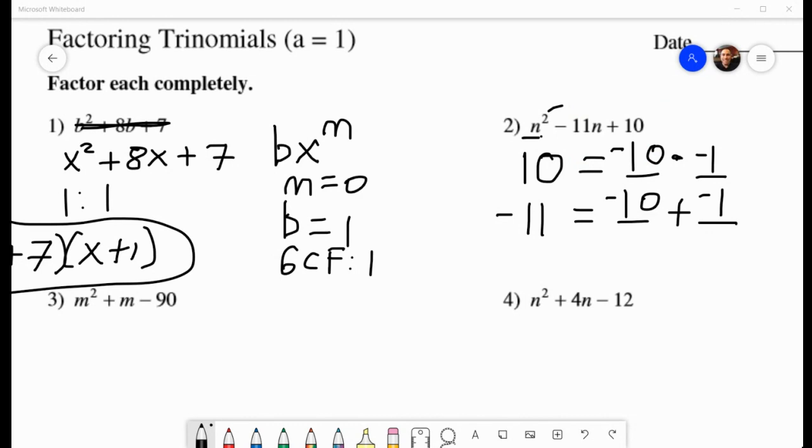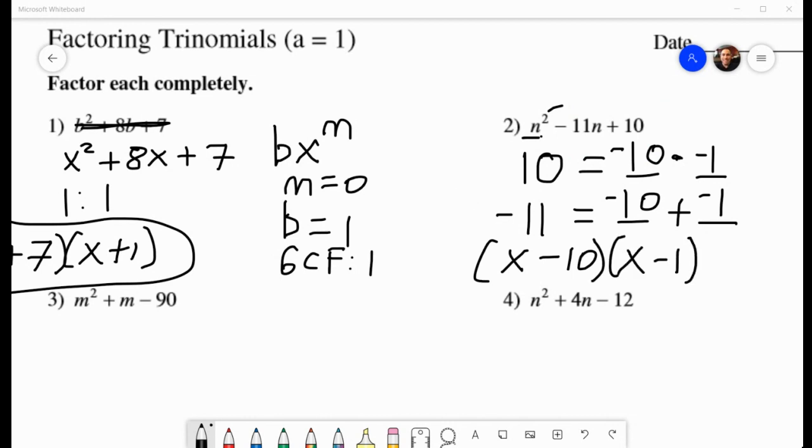So because of that, we get x minus 10 times x minus 1.